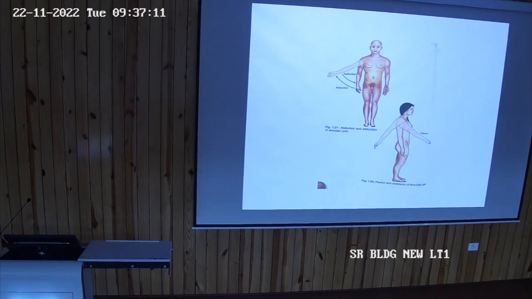This is extension. This is extension. Try to understand. Not like this. This is abduction. Look, this is flexion and this is extension. At which joint? Shoulder joint.